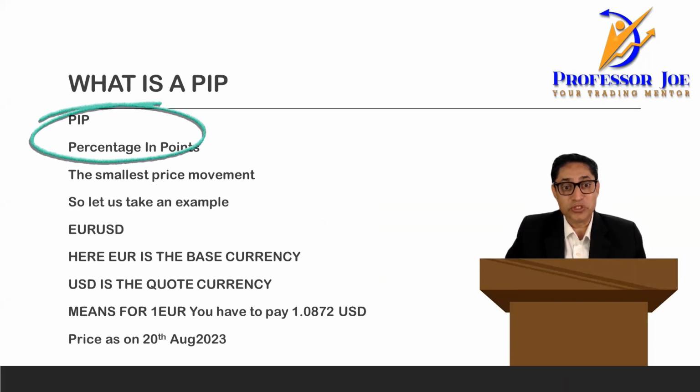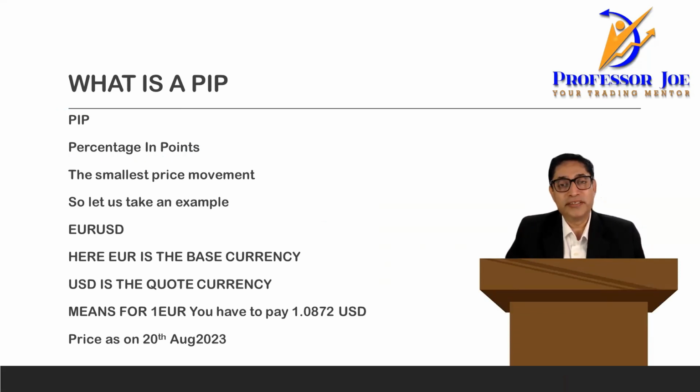So the first term used is PIP, percentage in point. This is the smallest price movement. So whenever there is a small price movement, we say there is a movement of 1 pip, 2 pips, 10 pips. Okay, so that is how we say it in the Forex market.